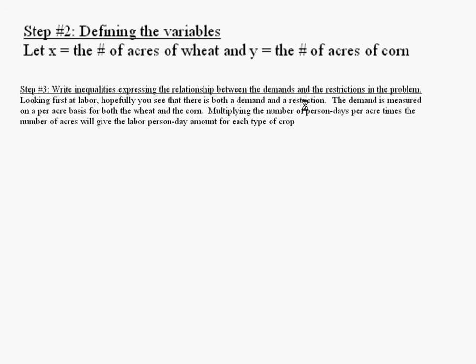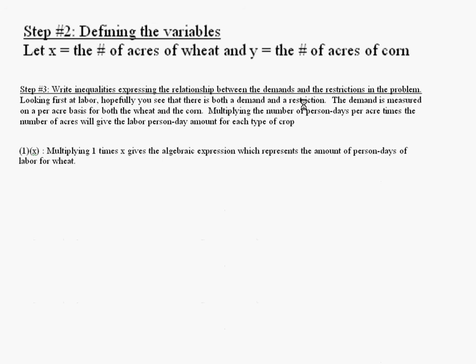Step number 3 is writing inequalities, expressing the relationship between the demands and the restrictions in the problem. Looking first at labor, hopefully you see that there is both a demand and a restriction. The demand is measured on a per acre basis for both the wheat and corn. Multiplying the number of person days per acre times the number of acres will give the labor person day amount for each type of crop.